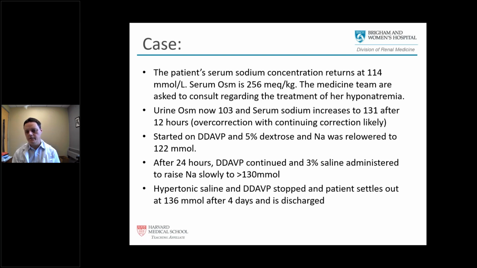She was started on DDAVP and 5% dextrose, and her serum sodium was relowered to 122. After 24 hours, her DDAVP continued, and 3% saline was administered to raise her sodium slowly to 130. Hypertonic saline and DDAVP were stopped, and the patient settled out at 136 after 4 days and was discharged. So this is where it's well managed after the initial overcorrection, but this is what we're trying to avoid with our newer protocols.